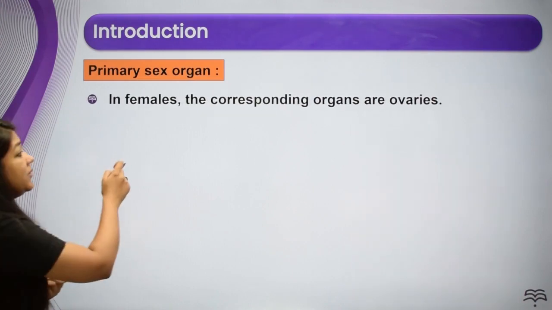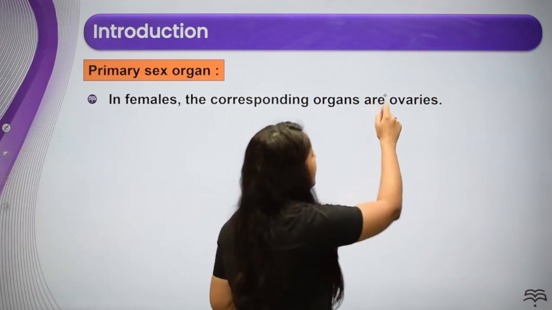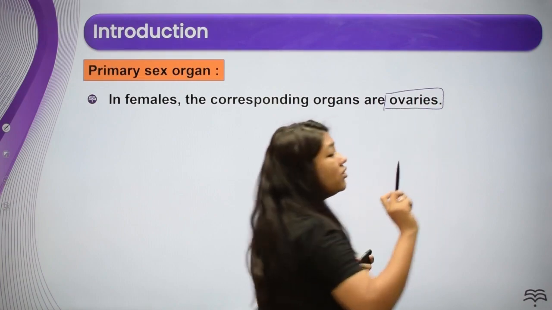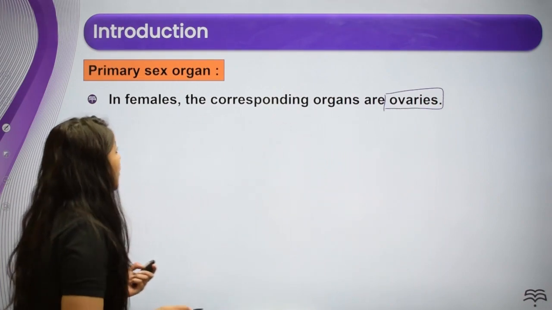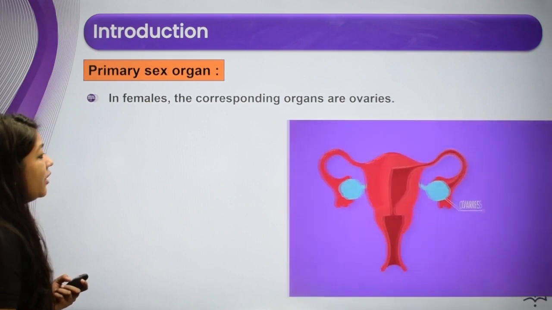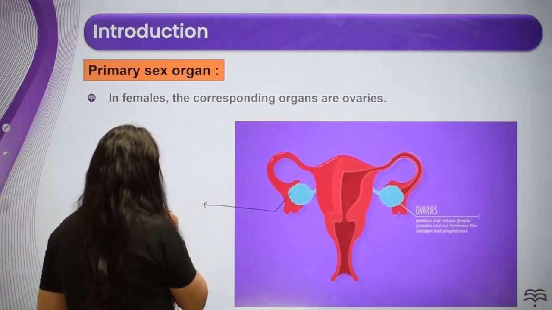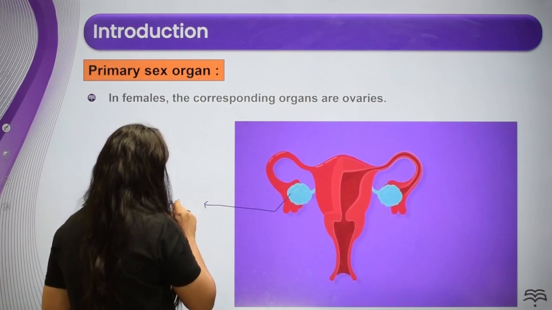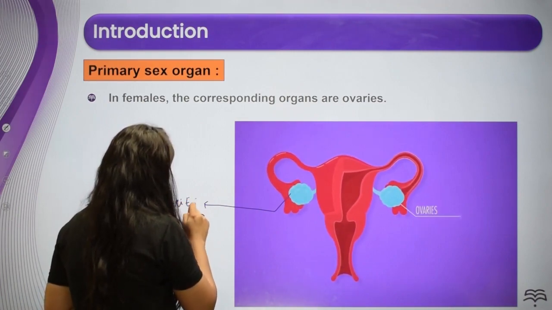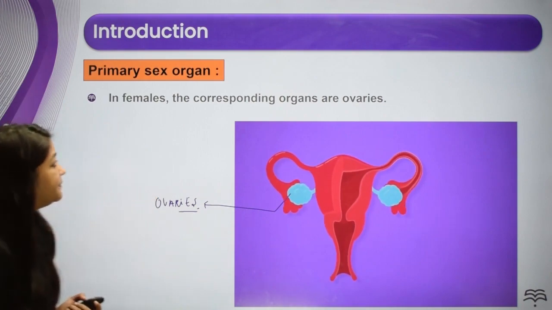Alright. In females, the corresponding organs are ovaries. That means we are talking about the primary sex organs of the females. Alright. See here. What are these? These are nothing but ovaries. One on the right side, one on the left side.